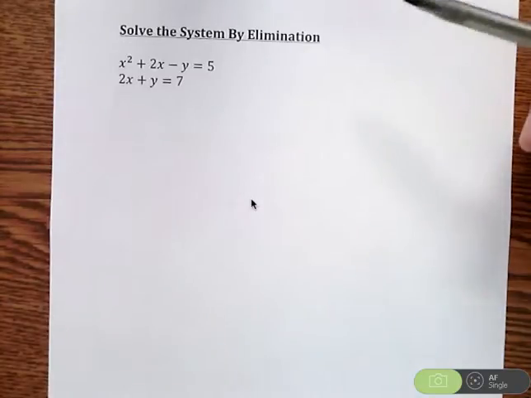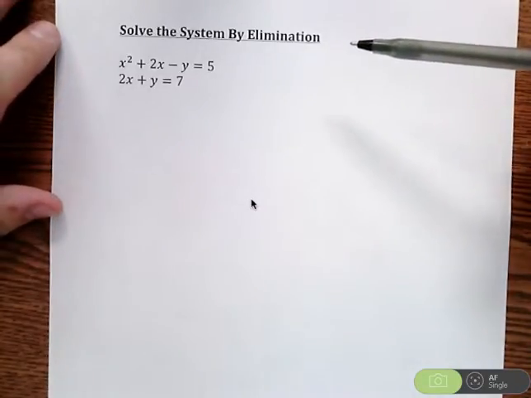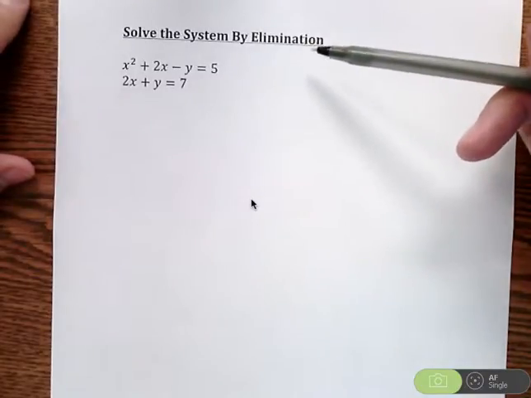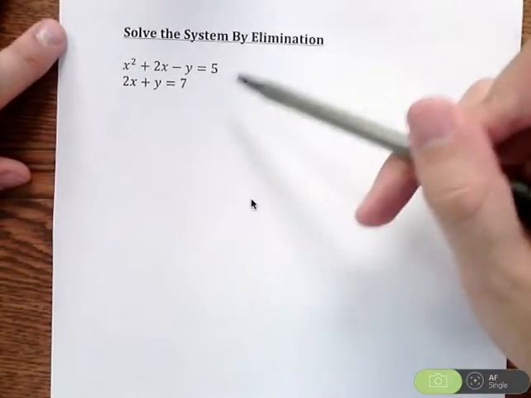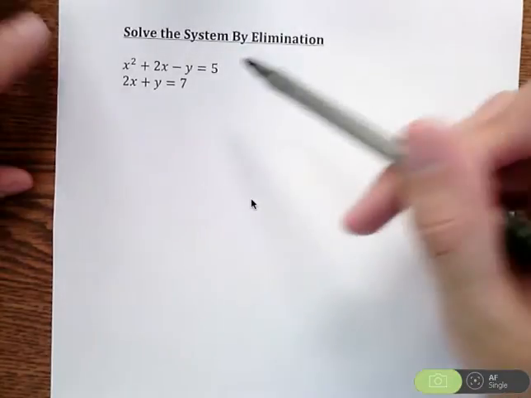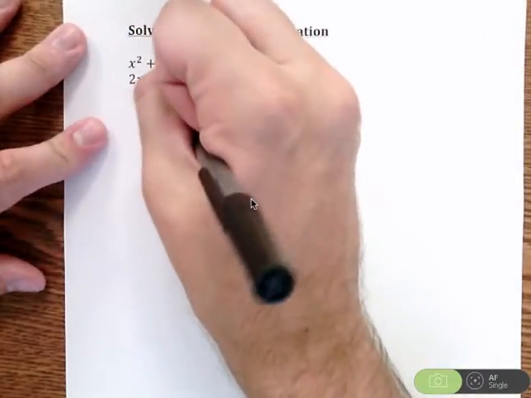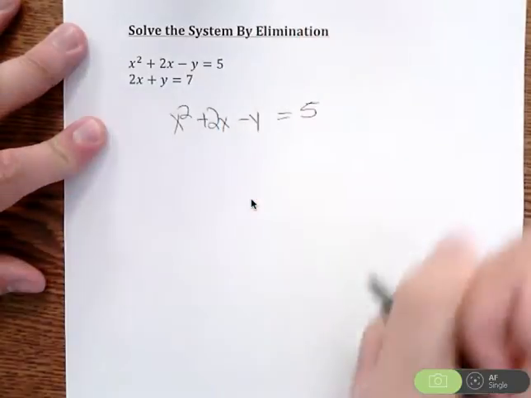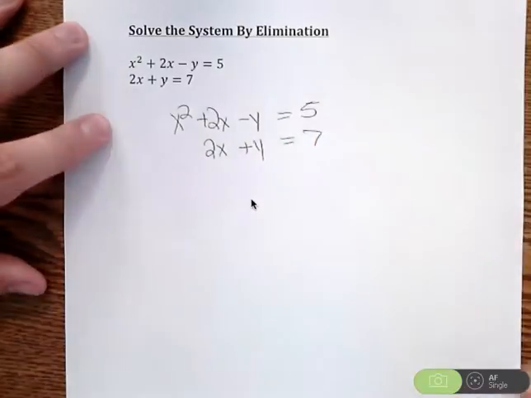In this tutorial, I'm going to review solving a system by elimination. Ideally, when you're solving a system by elimination, you want to eliminate a variable. At first glance, looking at these two equations, this might not be obvious. So I'm going to rewrite them and line up my equal signs. So I have x squared plus 2x minus y equals 5, and 2x plus y equals 7.